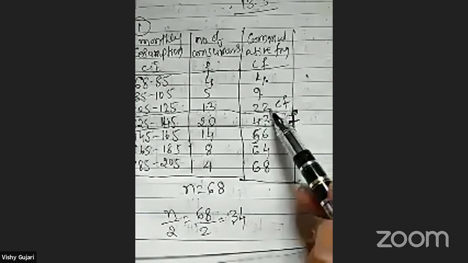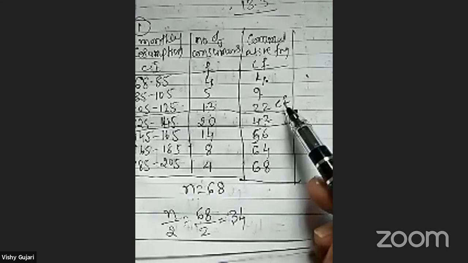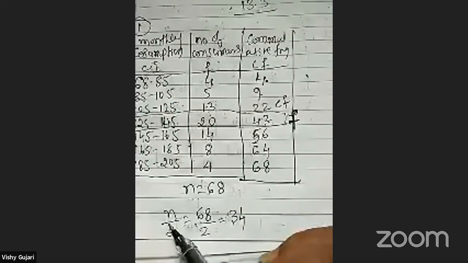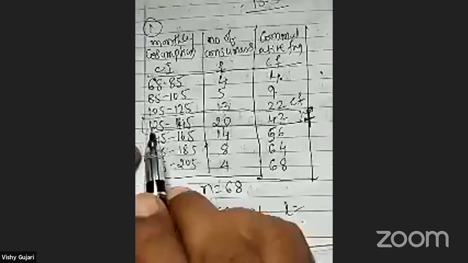This will become CF, the cumulative frequency of the class preceding the median class. F and CF are known, n by 2 is given. L will become 125, the lower limit. H is equal to 20, the difference is 20.